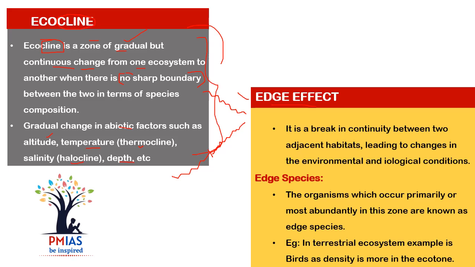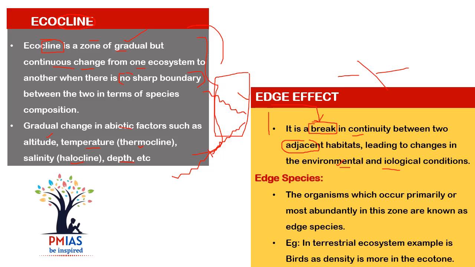Next thing is the edge effect. Okay, it is a break. It is a break in the continuity. So COVID இத வந்து நம்ம break பண்ணனும்னா என்ன சொல்றாங்க, we must break the chain. So அதே தான் வந்து edge effect. It is a break in the continuity between the adjacent habitats and it can lead to the environmental and biological conditions. So இந்த edge effect இந்த இடத்துல ஒரு break இருக்கிறது வந்து எதுக்கு யூஸ்ஃபுல்லா இருக்குன்னா, it can cause some changes in the environmental as well as the biological conditions.